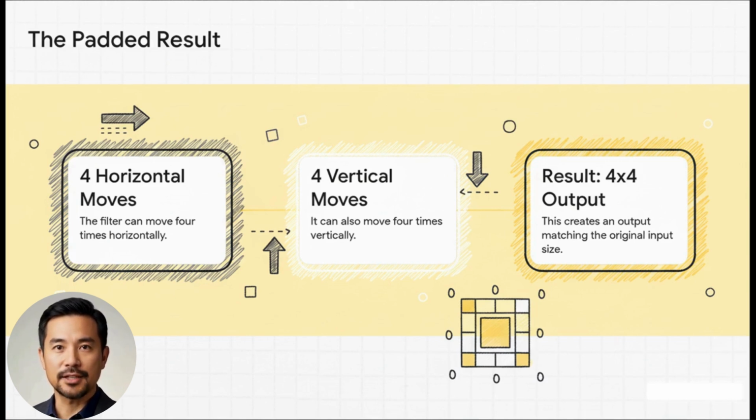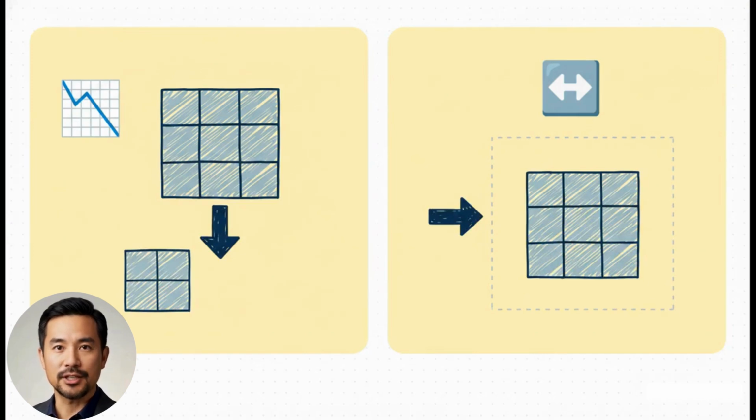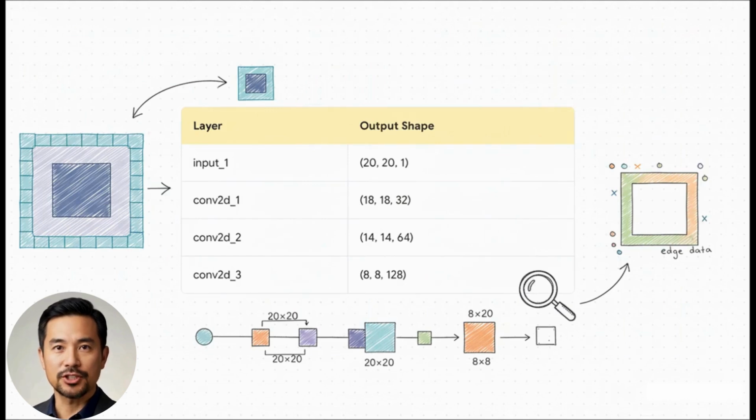Boom, problem solved. Now, the best part is, you don't have to sit there with a calculator trying to figure out how many zeros to add. In practice, when you're building one of these networks, you just tell it what kind of padding you want, and it handles the rest. And there are really 2 main flavors you'll see. The first is valid padding. That's a fancy way of saying no padding at all. This is the one that causes the shrinking, and it's usually the default. But the one we're interested in is same padding. This one is smart. It automatically adds just enough zeros to make sure the output is the same size as the input.